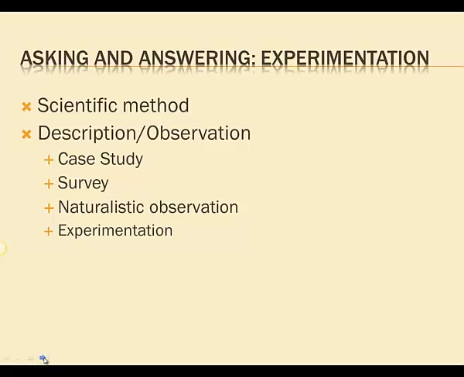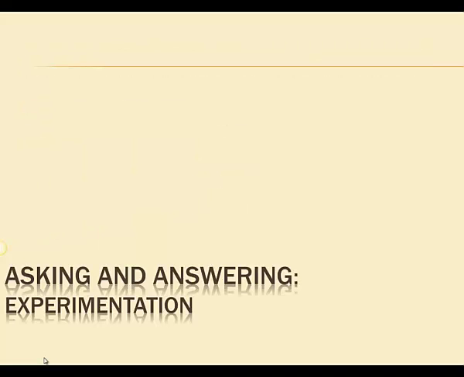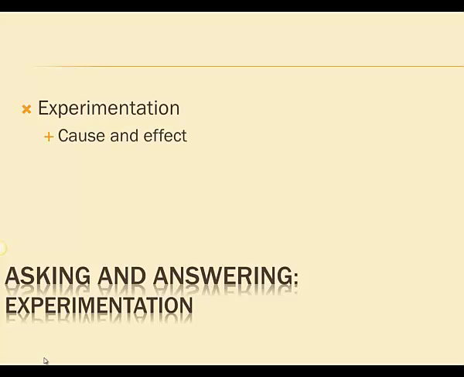Now, experimentation is typically what most of us think about when we think about psychology. In experimentation, we really are looking at cause and effect, unlike what we have talked about in correlation. We are actually looking at cause and effect. And within that cause and effect, we have variables that we identify. We have independent variables and dependent variables. The remainder of this video is going to focus on identifying those independent and dependent variables.